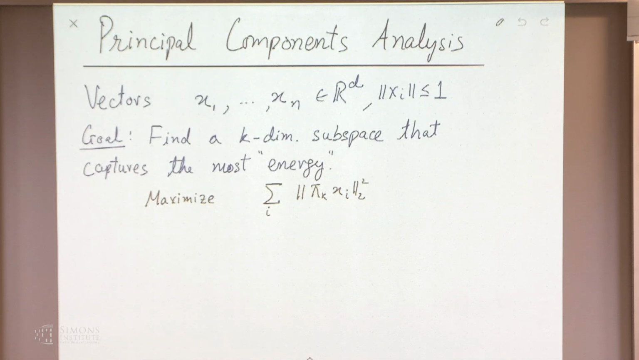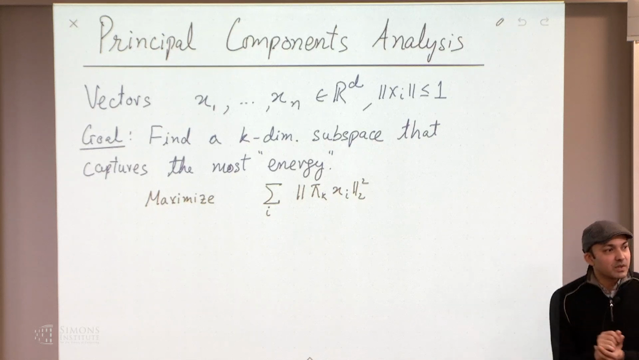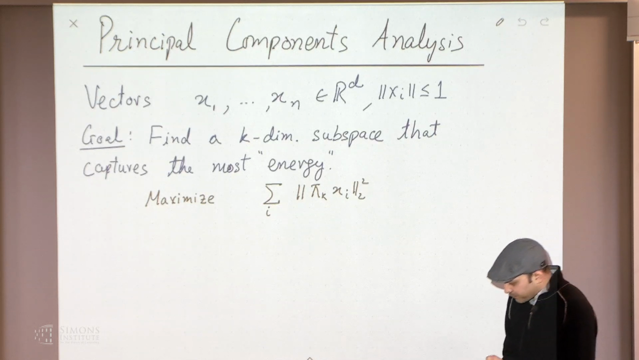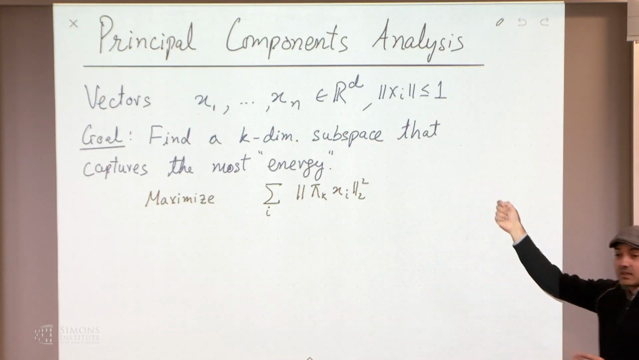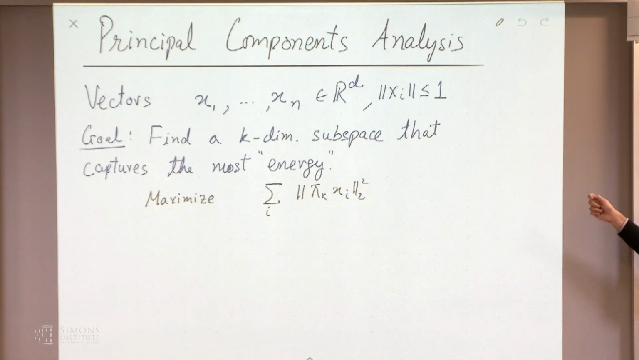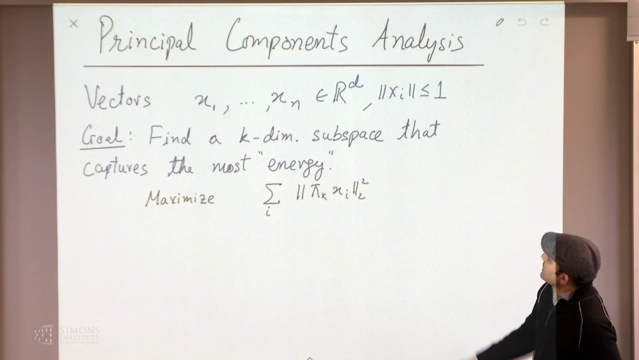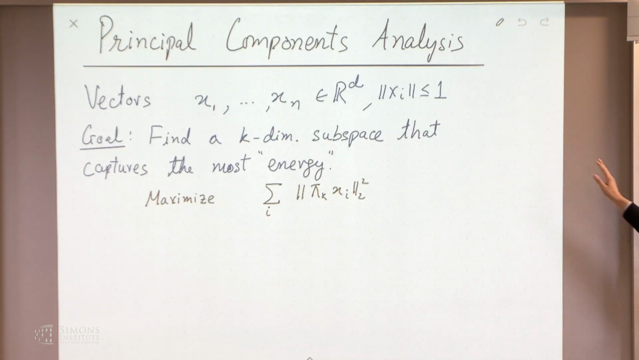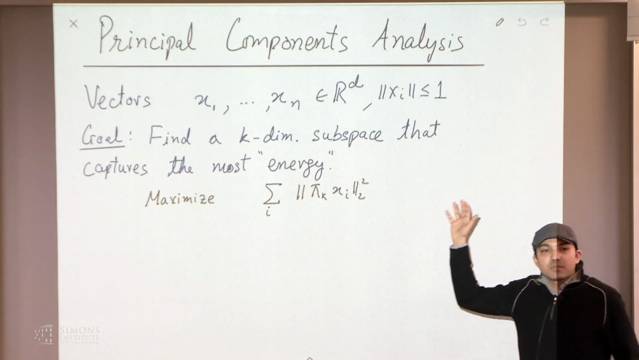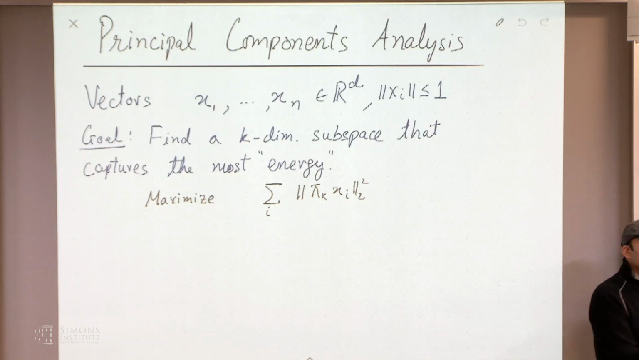Okay, so what's the PCA problem? I expect most of you have heard of this, but let me just set up the framework. Here we are given a set of n data points, x_1 through x_n, in some d-dimensional space. Think of d being fairly large. We'll assume that each one of them is normalized to have norm at most 1. And my goal is to find a k-dimensional subspace which captures the most energy of these vectors.